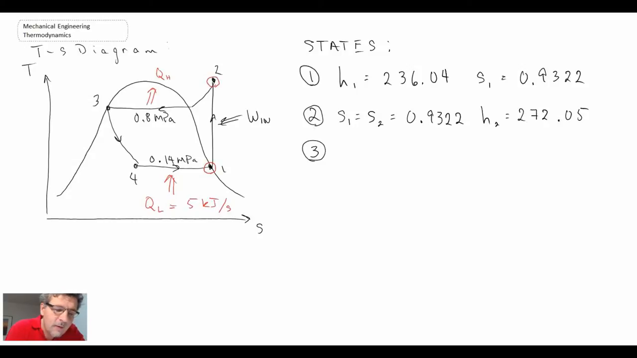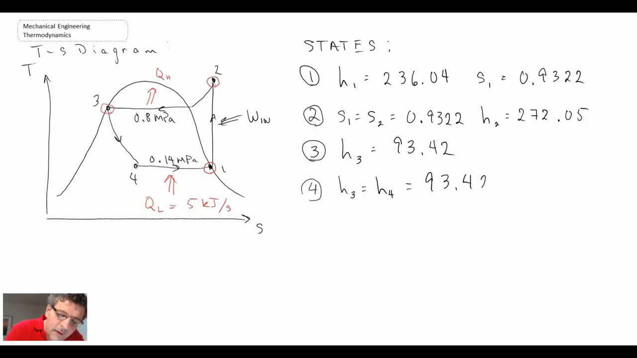In order to determine state 3, we go all the way over to the saturated liquid line, and we know the pressure is 0.8 MPa, so that's a pretty straightforward one. So that specifies state 3. Now to determine state 4, remember the throttling process, we characterize that as being a process of constant enthalpy. And consequently, we can say h3 equals h4. We know that we're in the two-phase region at 140 kPa or 0.14 MPa. And so from that, we can determine the quality and determine x4.